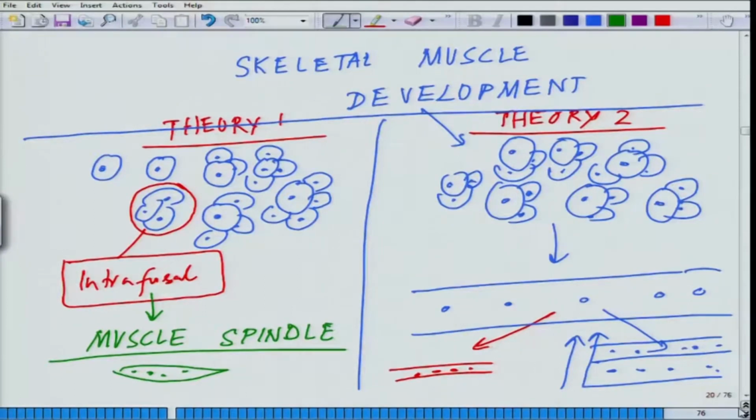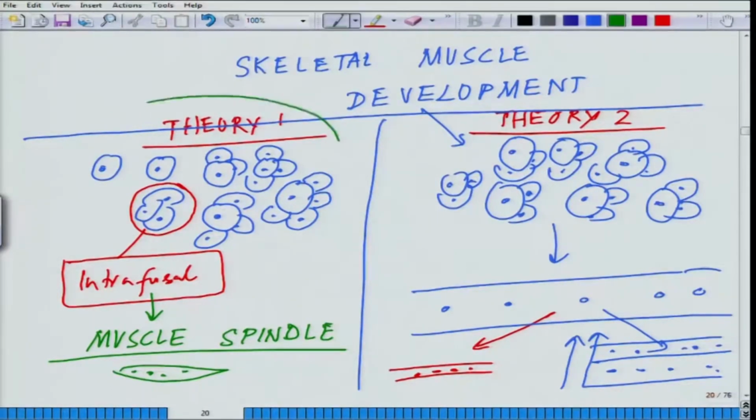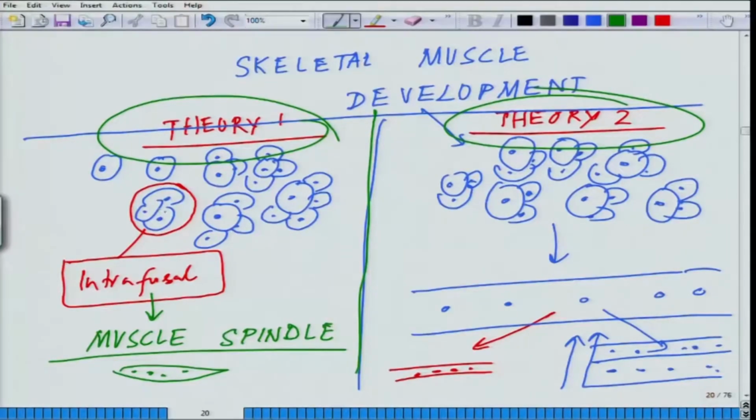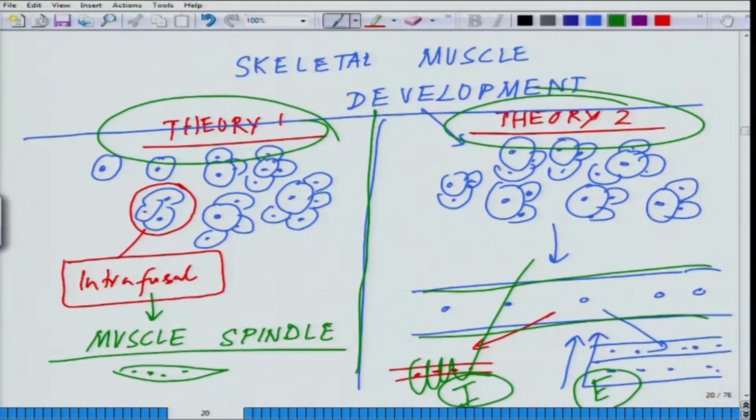Then we talked about the two theories of muscle development, theory 1 and theory 2. Theory 1 says that there are certain cells which, in their development, are destined to become intrafusal fibers. You could see here some of the cells which are destined, and they are very few in number. There is another theory which says that all of them become myotubes, and then some of the myotubes, because of some form of innervation or something, become intrafusal and some become extrafusal. But there are a lot of debates and a lot of studies currently underway to understand this.